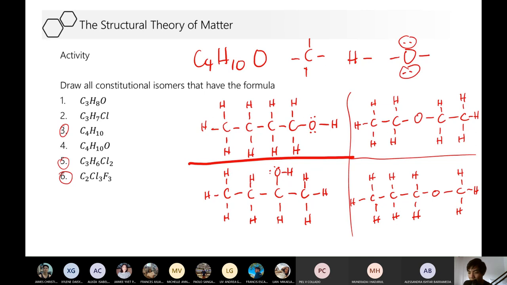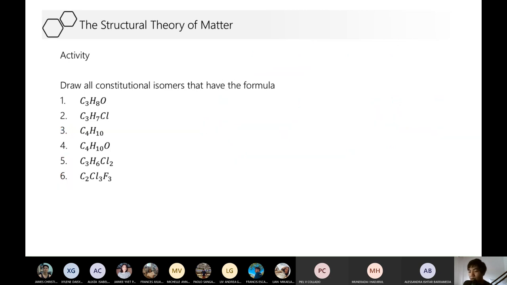Gawa tayong example ng double bond. Naburahin ko na to, ah. Screenshot nyo na lang. Oh, sige. Pwede nyo naman balikan sa YouTube. Upload ko to mamaya. So, for example, we have C2H4. Wala yan dyan na, pero ito yung idea na pwede kang mag-form ng double bonds naman.